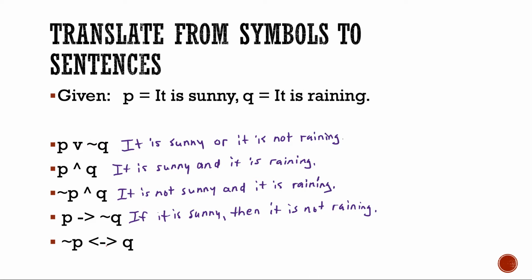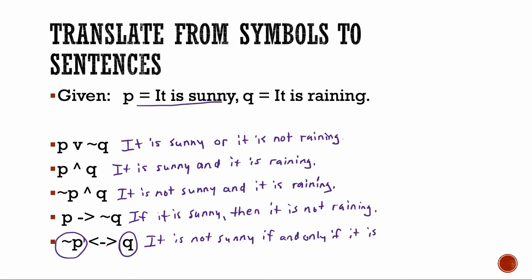Our last one is an if and only if. So we'll begin with the negation of P. P is it is sunny. The negation will be it is not sunny. Then we're going to put our connective in. So we'll write down if and only if. Remember, that's your double arrow. And then we're going to write down the Q. So it is raining. And so this one becomes it is not sunny if and only if it is raining.